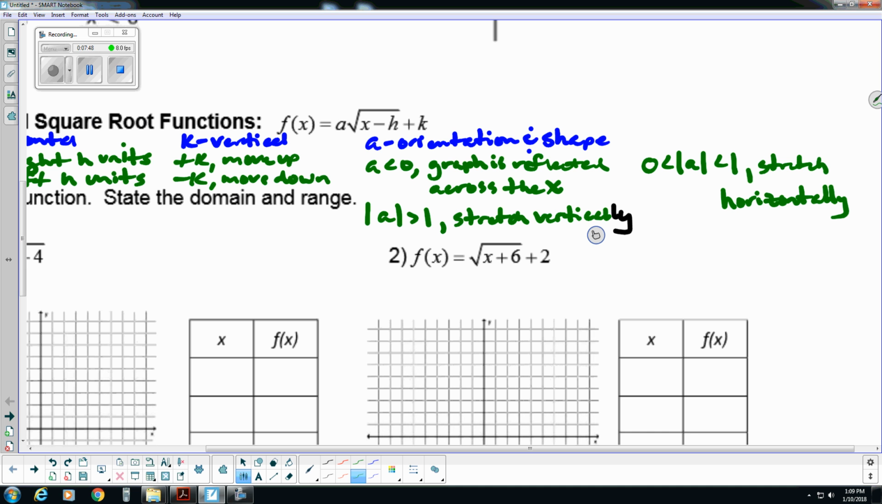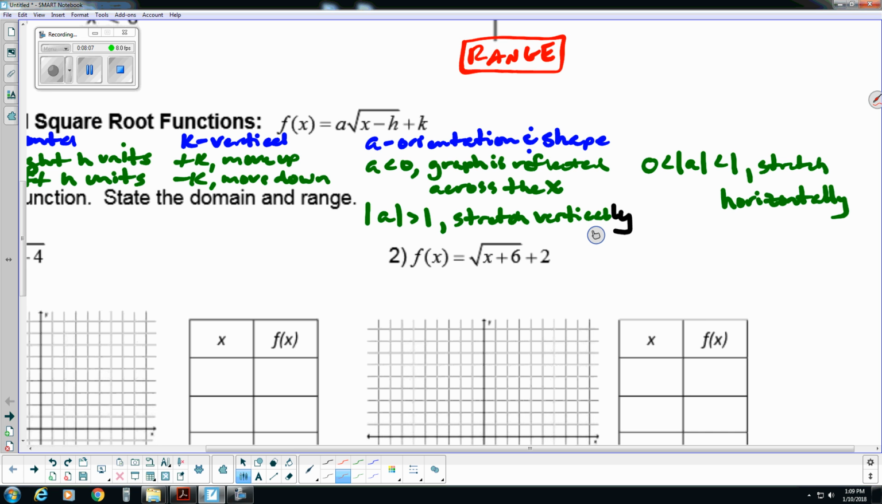Now, A also plays a role in our range. All right, so pay attention to this, because you're going to be asked to find the domain and the range of these radical functions. Today, just the square root functions. So here's how it plays a role in the range.